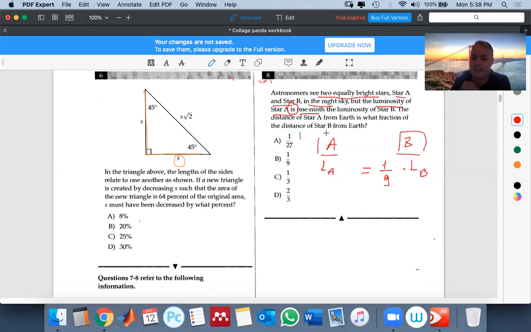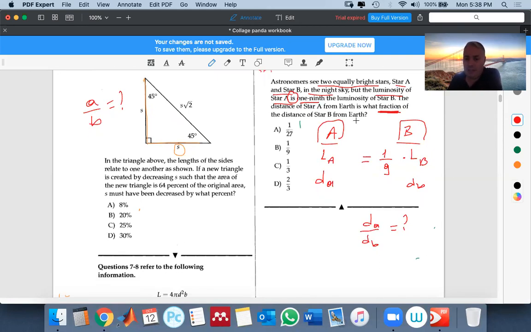Good. And then the distance. The distance from star A from Earth is what fraction? Be careful. Fraction, what does it mean? A over B is called a fraction. The distance of star A, let me call dA, and this is dB. Fraction of the distance of B. That's simple. What is the question? dA over dB. That's it. This is the question. Am I clear? Did you understand? Read this part, please.